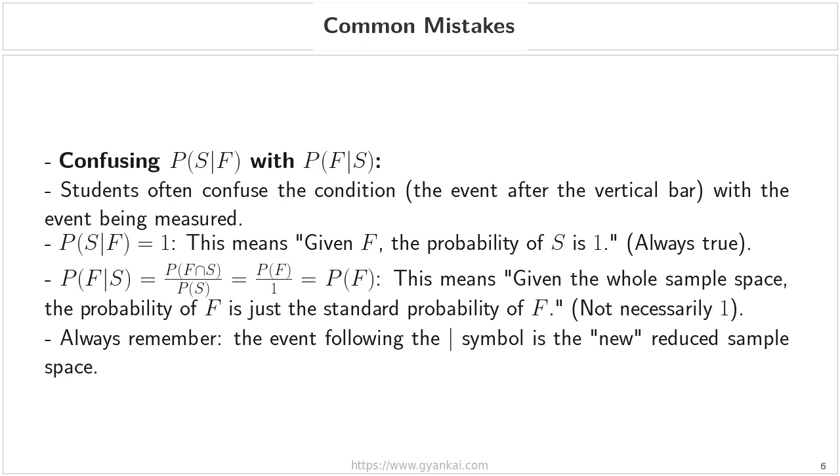To avoid this error, I want you to always remember this golden rule. The event following the vertical bar symbol is your new, reduced sample space. It is the foundation you are standing on. If you keep that in mind, you will always know which event is your condition and which is your target.